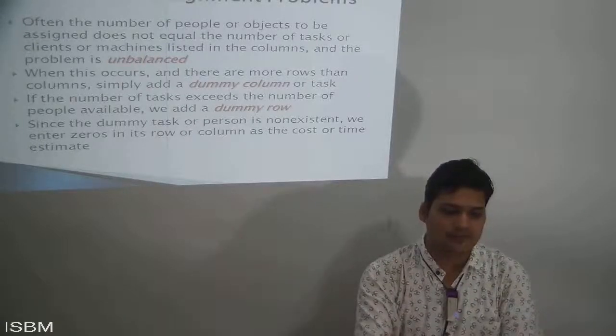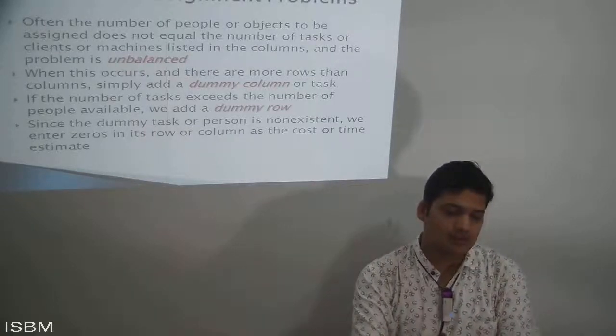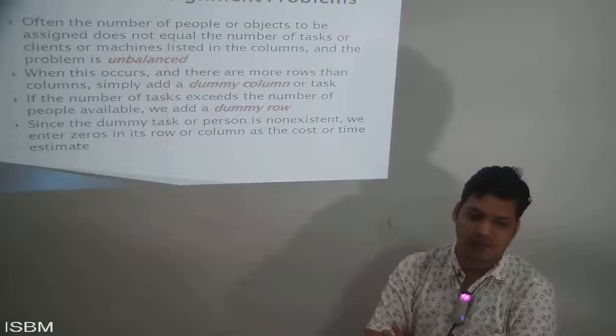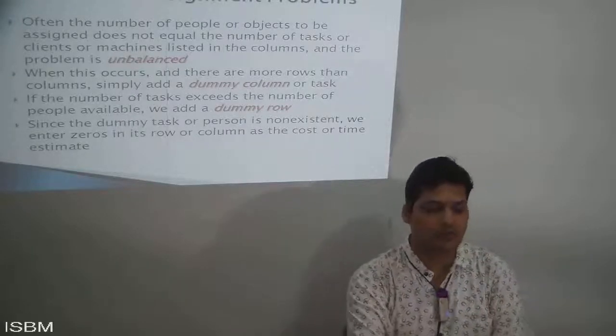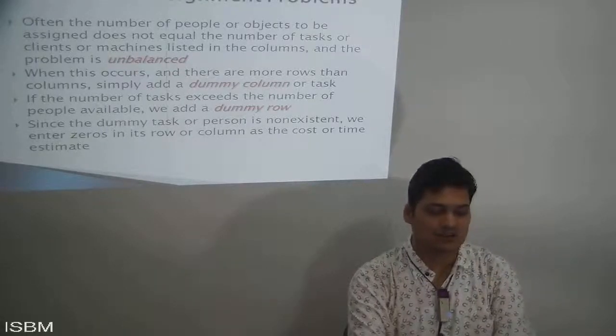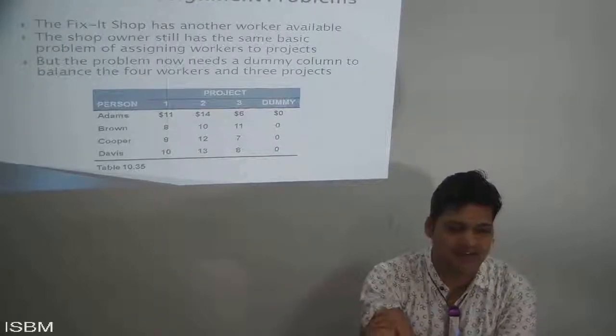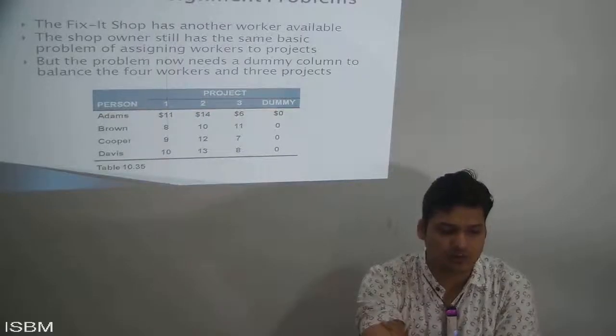When this occurs, there are more rows than columns, or the reverse. Simply add a dummy column or task. If the number of tasks exceeds the number of people available, then we add a dummy row. Since the dummy task or person is non-existent, we enter 0 in its row or column, as no cost or time should be estimated. So you can see here the 4 cross 4 matrix.